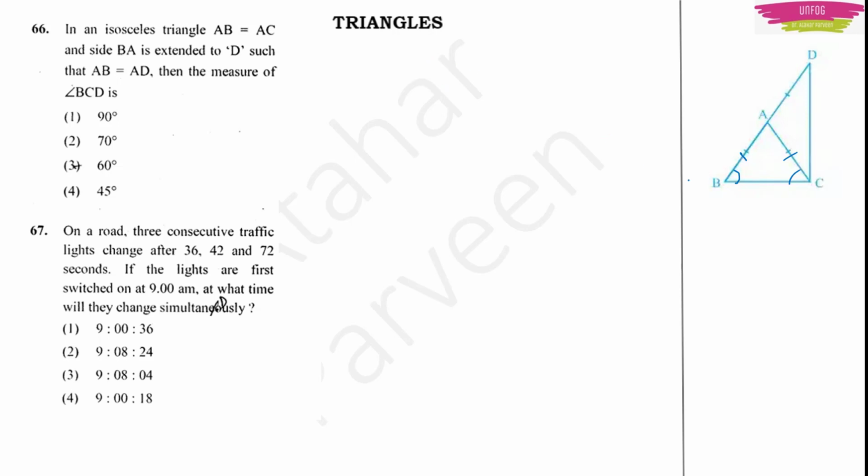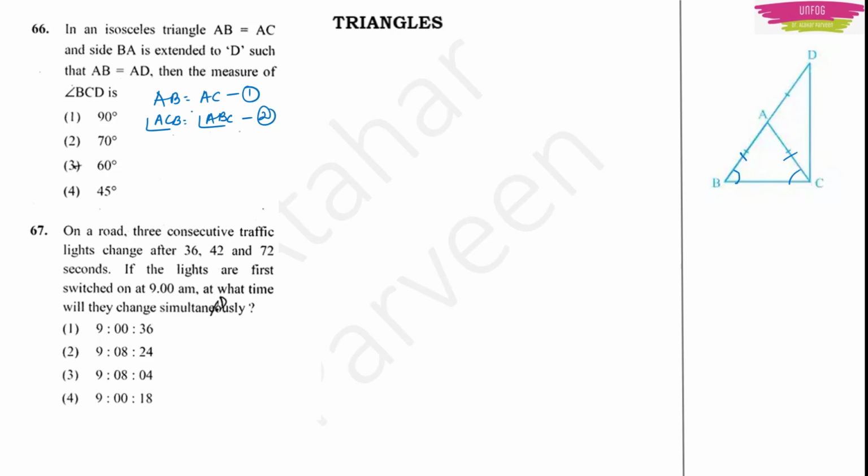See, first we can write it like this. See what they are telling? They are telling that AB is equal to AC. Let this be 1. Then because both sides are equal, their opposite angles will also be equal. So angle ACB will be equal to angle ABC.